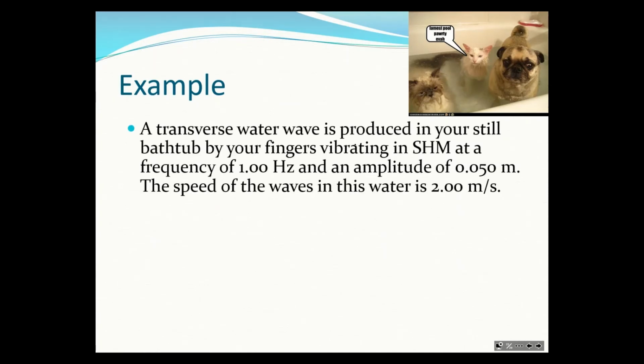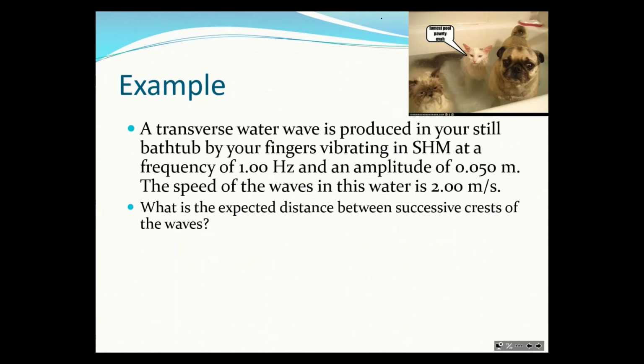Okay, another question that you might see was inspired by this pool party here. A transverse water wave is produced in your still bathtub by your fingers vibrating in simple harmonic motion at a frequency of 1 hertz and an amplitude of 0.05 meters. The speed of the wave in the water is 2 meters per second. What is the expected distance between successive crests? Well, the distance between successive crests is your wavelength. To find the wavelength, we use V equals lambda f, move our f down below, and we can find our wavelength. The speed of the water waves is 2 meters per second and our frequency is 1 hertz, so there's going to be 2 meters between our successive crests. That's our wavelength.